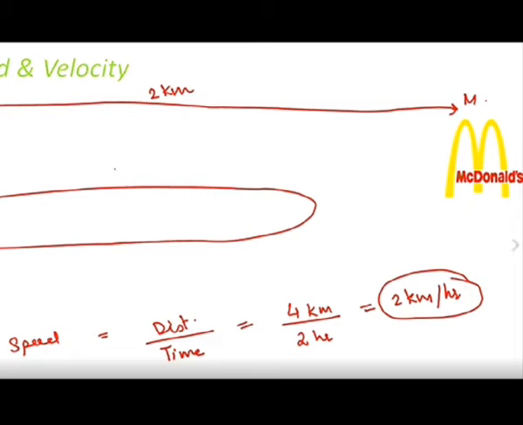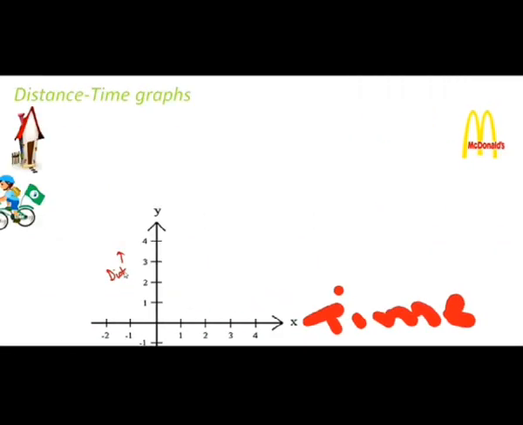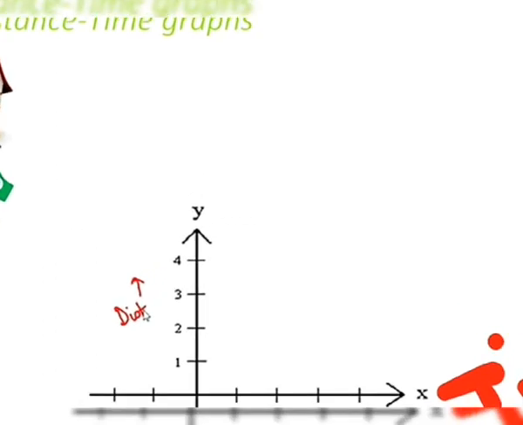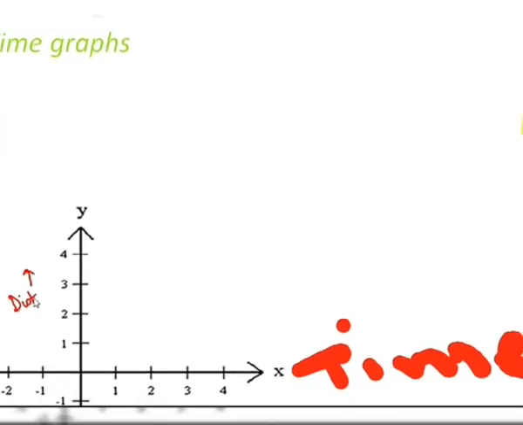Okay, now let's look at the same thing but in terms of distance time graph. For the same scenario we will plot the distance time graph. But what is a distance time graph? It is the graph where you plot distance along y-axis and time along x-axis.